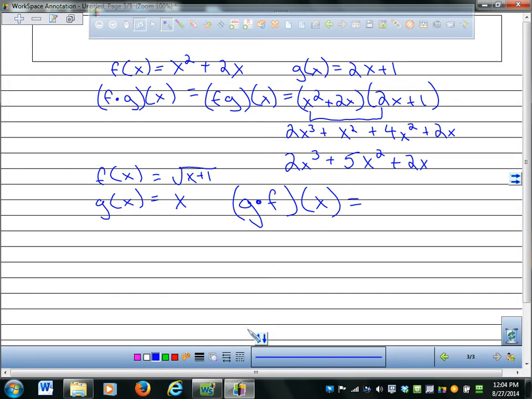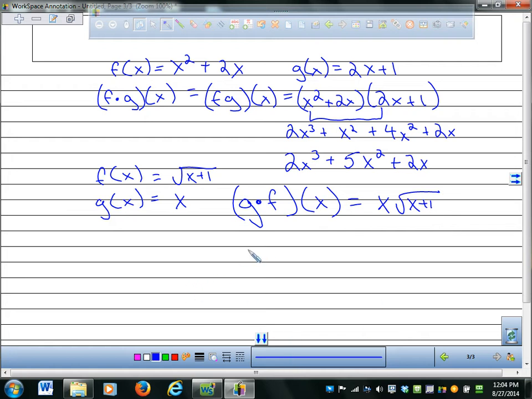What do I do with those? You don't have to really multiply it out. All you have to do is, what's g? x. And that's just x times square root of x plus 1. And there's really nothing you can do with that other than just leave it.